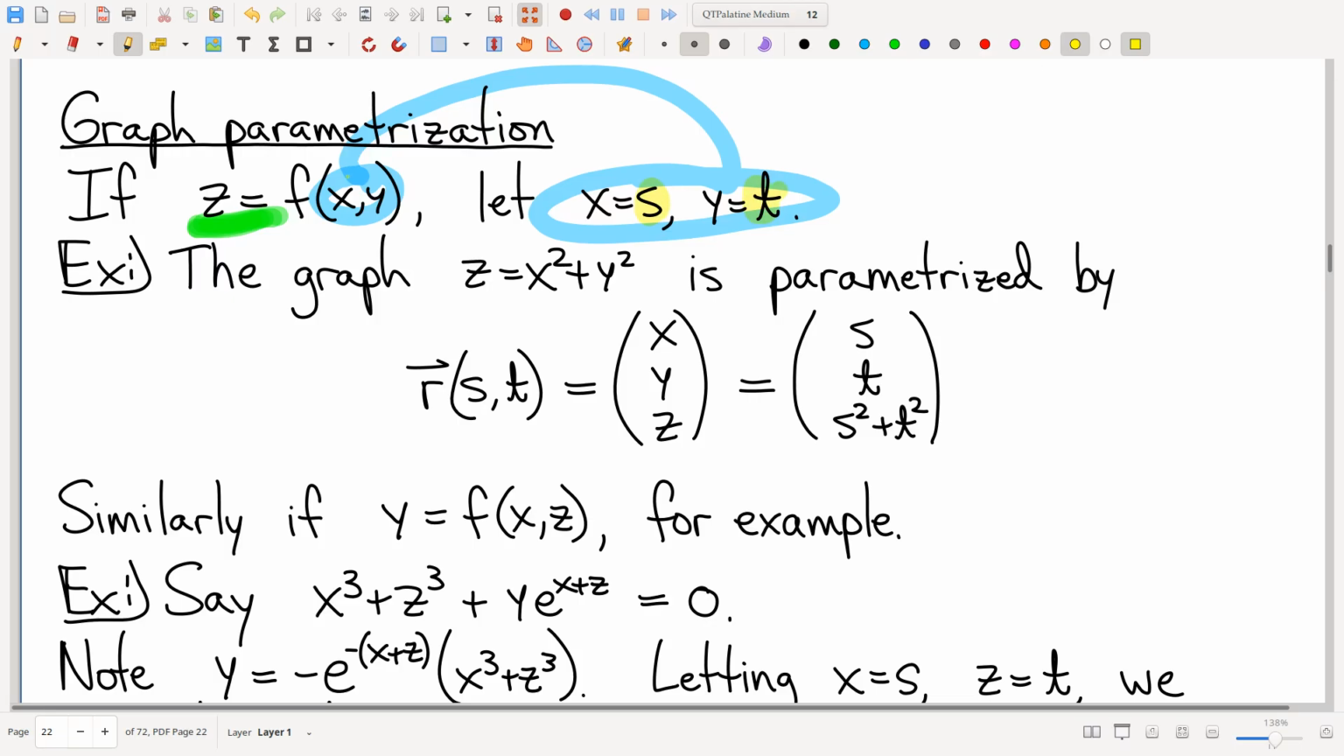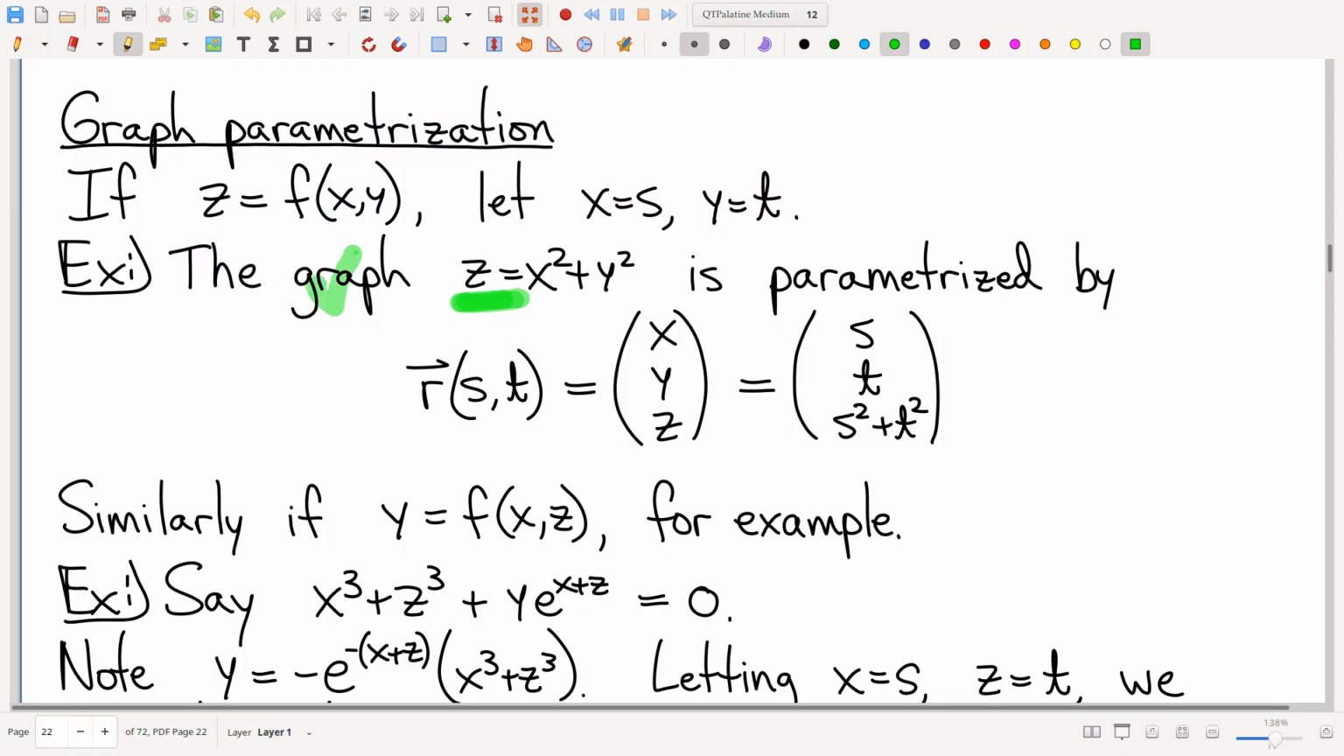All right, so let's see this in action. Here's an equation. More to the point, this is a graph, right? Because I've got Z solved for as a function of X and Y. Now I'm going to follow the rule. I'm going to let X and Y be S and T. Namely, my input variables are my parameters.